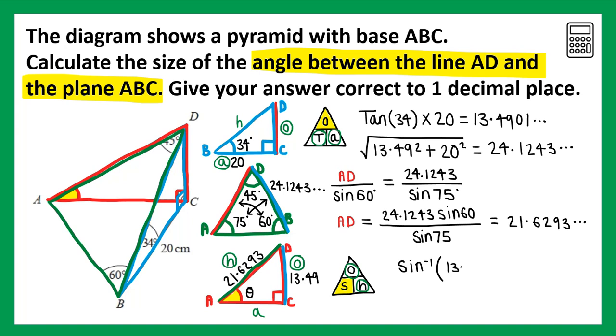The opposite was worked out to be 13.49, and the hypotenuse was worked out to be 21.6293. This gives me an angle of 38.5861, which when rounded to one decimal place gives me a final answer of 38.6 degrees.